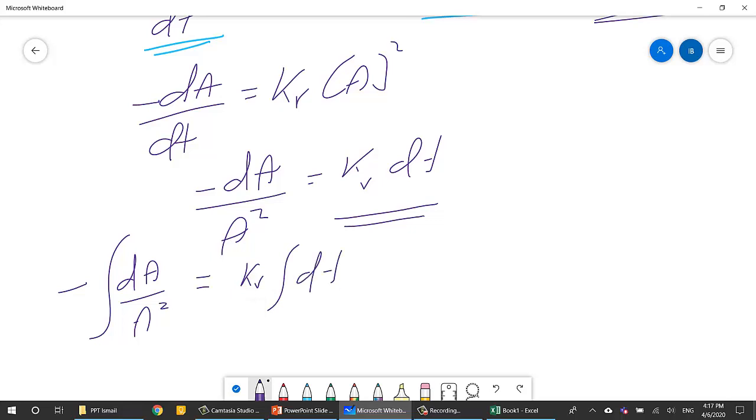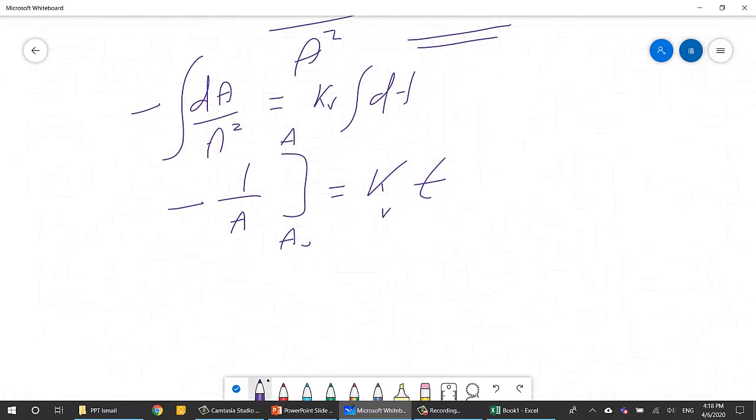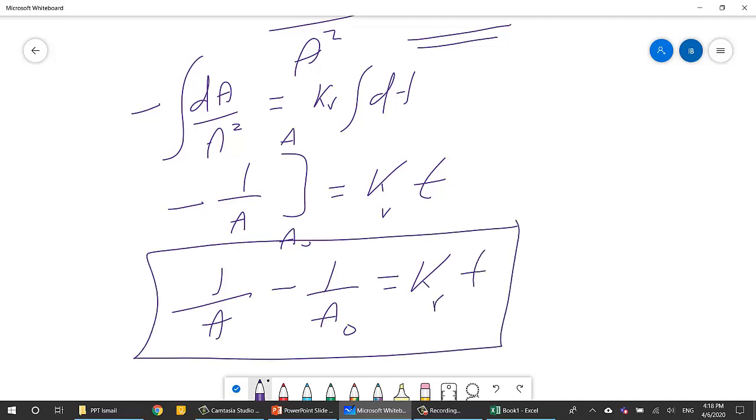You know what this part means when you integrate. This is equal to KR dt, but now we need the left part. You integrate 1 over A squared, that's minus 1 over A, between A naught and A. This is equal to KR time. And this should give you the famous equation, which is 1 over A minus 1 over A naught is equal to KR time, without the minus. This is the only equation that is actually plus. So 1 over A minus 1 over A naught equals KRT.